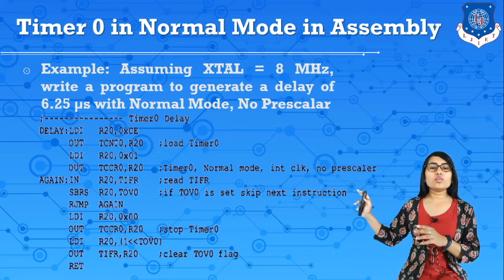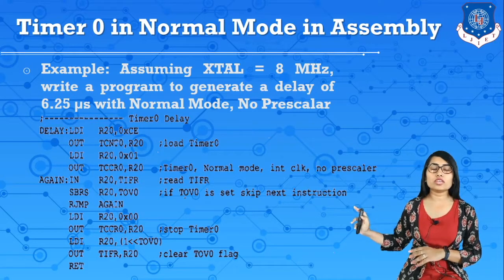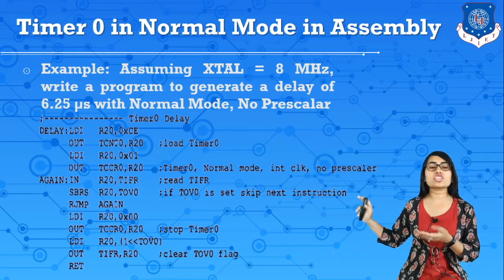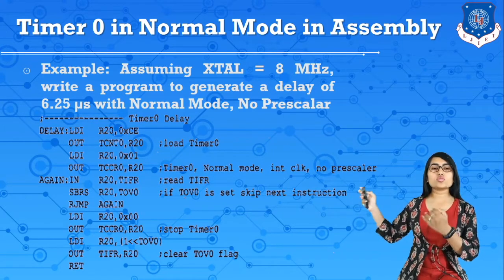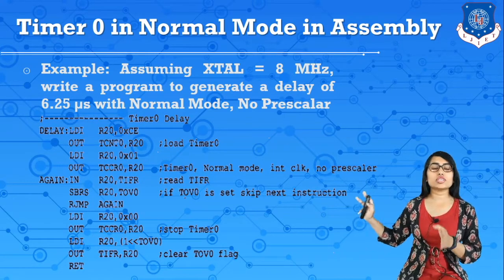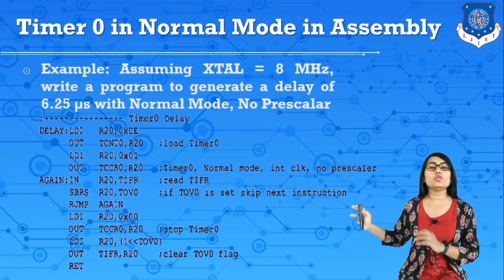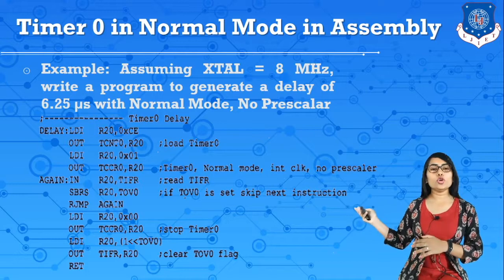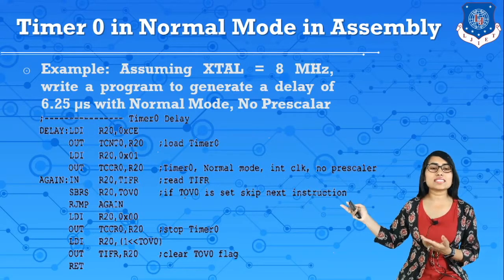Now next we want to load a value in TCCR0. So again load the value in the R20 register, so R20 is equal to 01. Now load this value in TCCR0, so TCCR0 is equal to 01. That means Timer 0, normal mode, internal clock and no prescaler. These values we calculate from the bits of TCCR0.